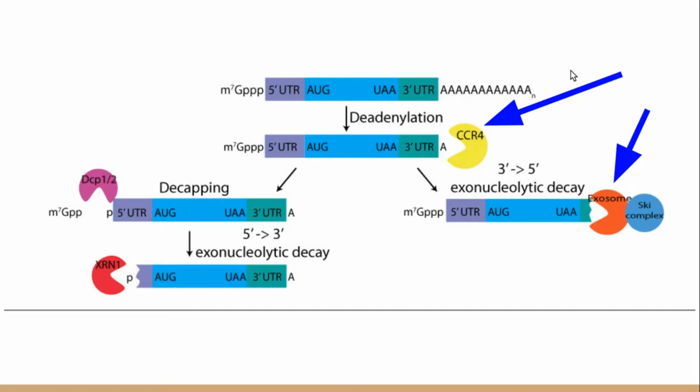Deadenylation can also expose or trigger decapping by the decapping enzymes DCP1 and DCP2. And once an mRNA has been decapped, it exposes the 5' end to the XRN1 RNase.